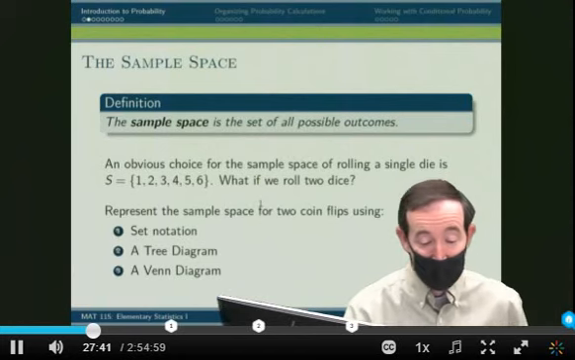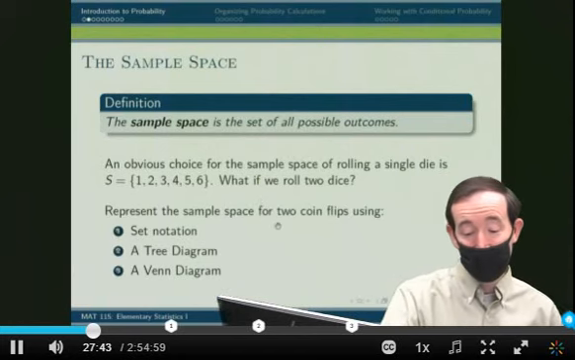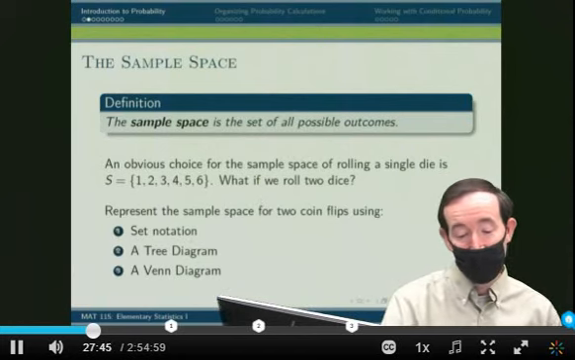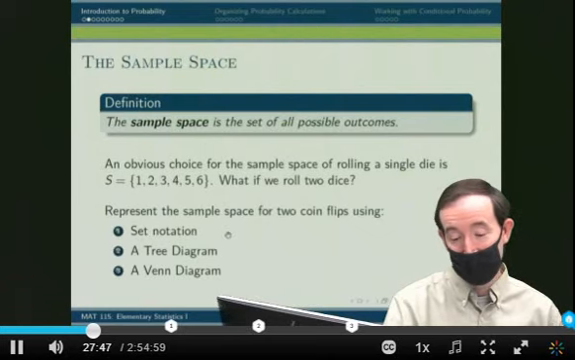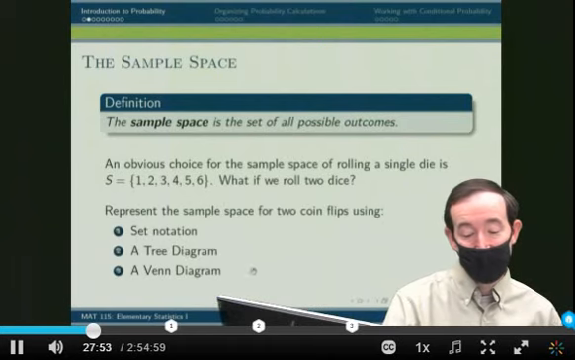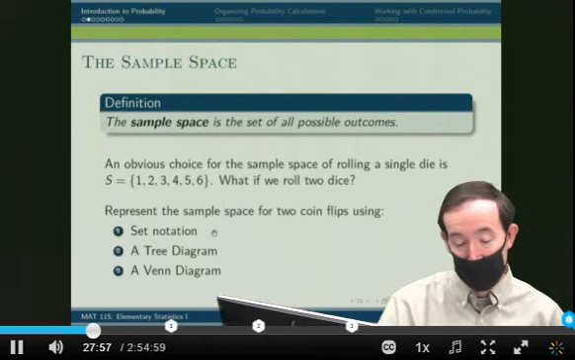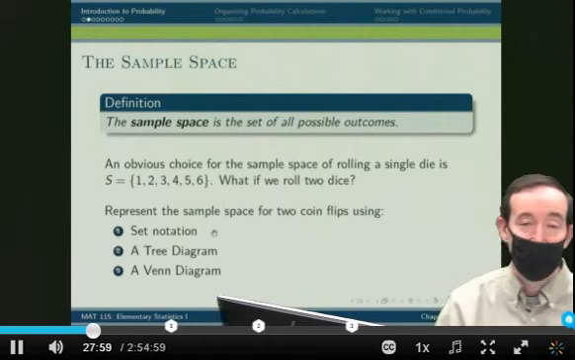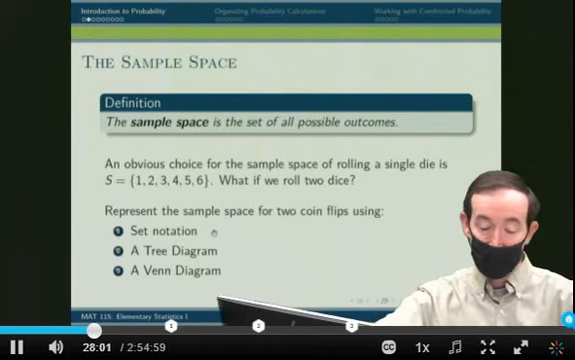probabilities. So let's represent the sample space for two coin flips using, well, let's do set notation for now. Actually, yes, we'll do set notation. I will show you a tree diagram. I'm going to skip the Venn diagram for now. We'll see it later in this discussion. All right, so let's switch over to the document cam for a moment.